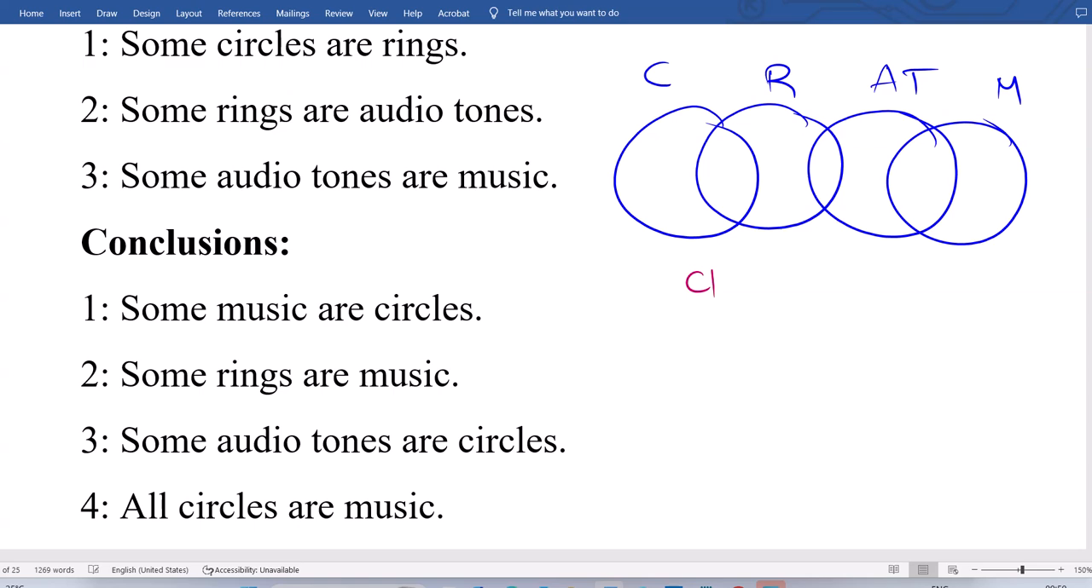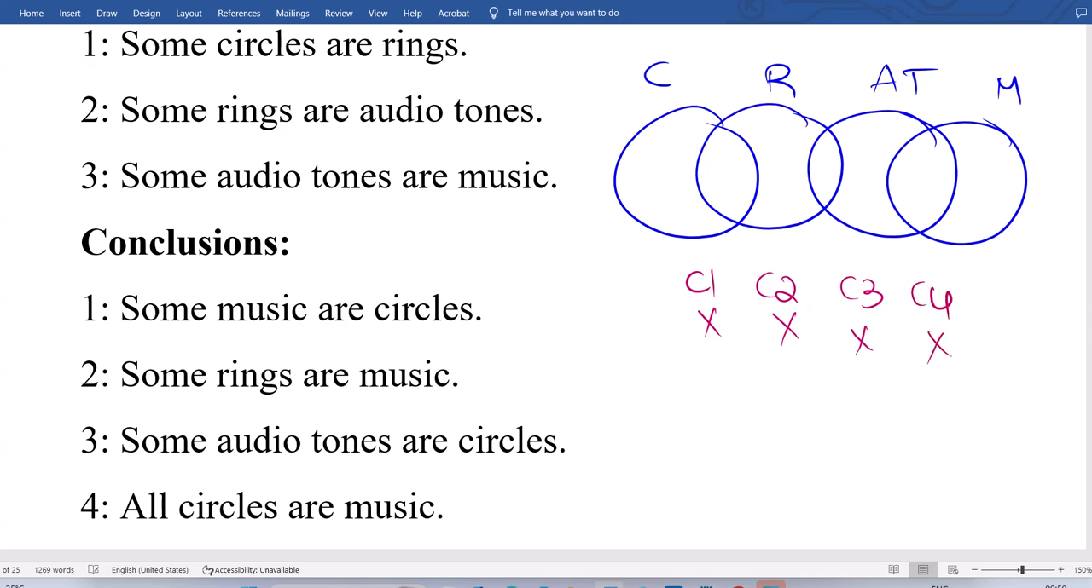No, conclusion 1 has failed. Conclusion 2, rings and music connected? No, the second one failed. Conclusion 3, audio tones and circles connected? No, 3 is false. Conclusion 4, all circles are music? Circles and music are not at all connected. So in one diagram itself, all 4 are gone.